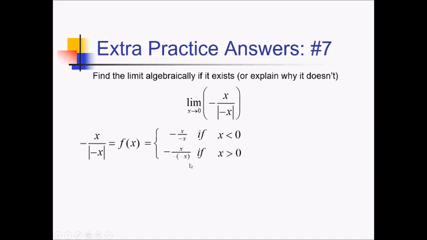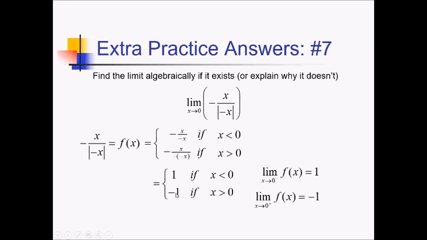So let's reduce this a little bit. This top rule can reduce to +1. This bottom rule can reduce to -1. So now the left-sided limit at 0 is going to be +1. Right-sided limit is -1. And since we've shown that these two limits are different, we've shown that the overall two-sided limit at 0 does not exist.